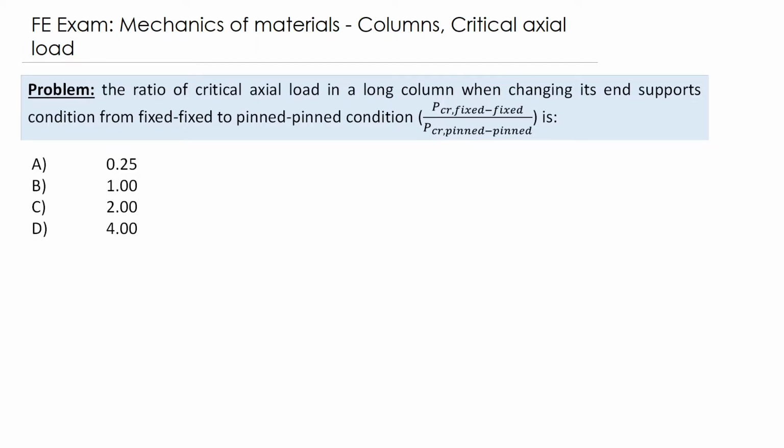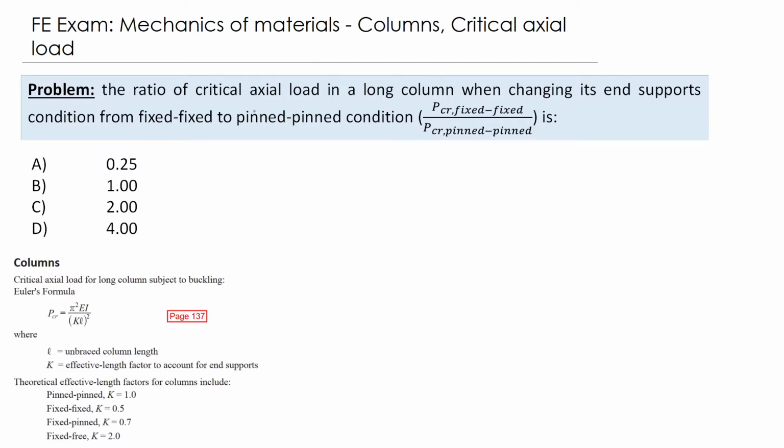Now, to solve such a question, we need to go to the column subsection in the mechanics of material section, page 137. And this is our formula for long columns subjected to buckling. Now, for a fixed column, the effective length factor K is 0.5. And for a pinned condition, the K factor is 1.